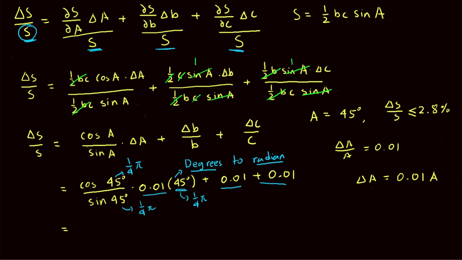We get about 0.0279, which if we were to convert it properly, is about 2.79%. And 2.79% is exactly what we're looking for, because we wanted to make sure that delta S over S is clearly not more than 2.8%. And we've already managed to prove that with this answer. All right, so that's actually how we solve this question.